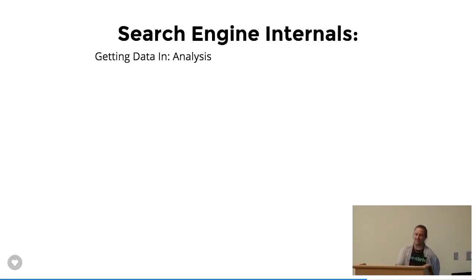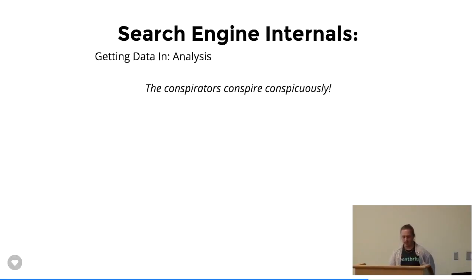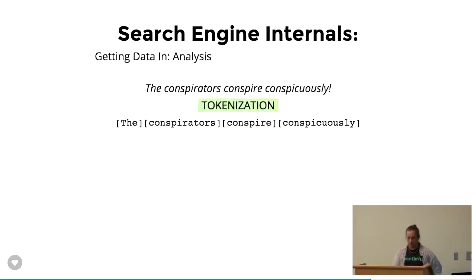The first step of getting data into Elasticsearch is a step called analysis. Basically, we're going to take a document, and in this case, I've got just one field out of a document, and I will show you how it effectively gets shredded and rearranged and shoved into the data structures that make search technology so fast. Our example in this case is the sentence, "The conspirators conspire conspicuously." I chose it so that I could almost not pronounce it at a conference.